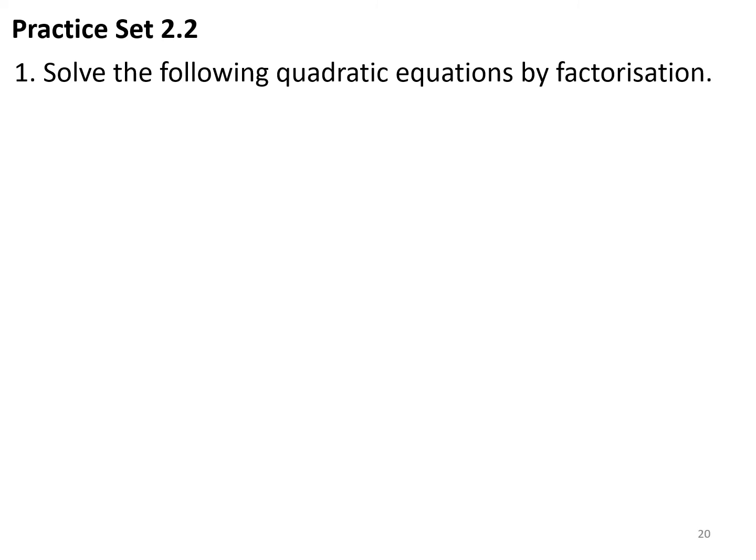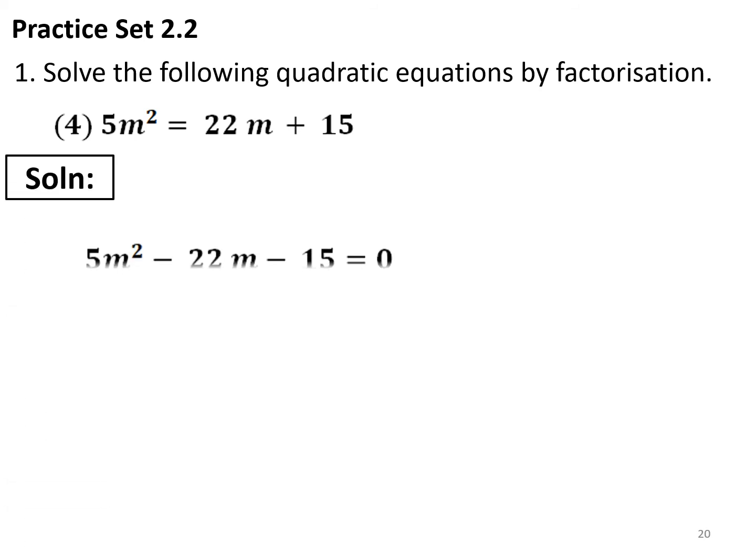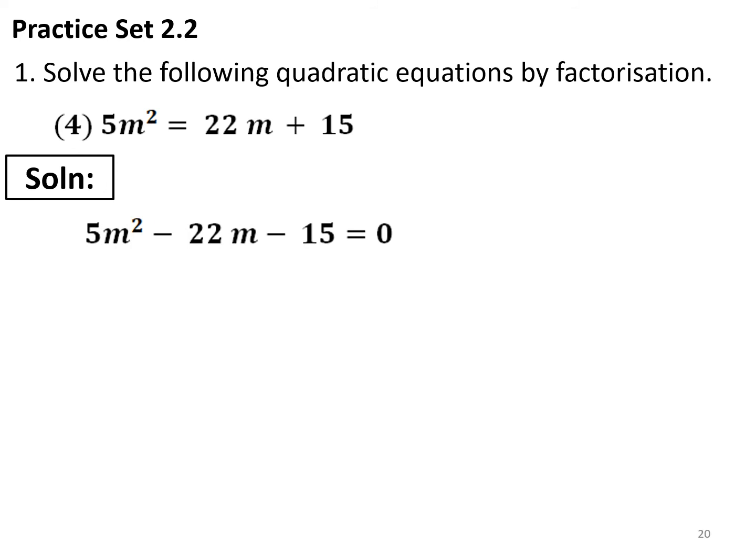Let's start with practice set 2.2. The first question: solve the following quadratic equations by factorization. The fourth sum, 5m² = 22m + 15. We shall rearrange the equation: 5m² − 22m − 15 = 0.